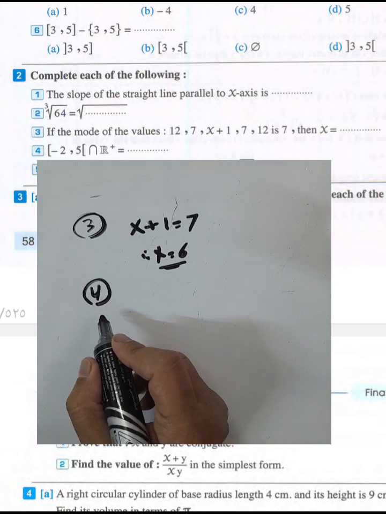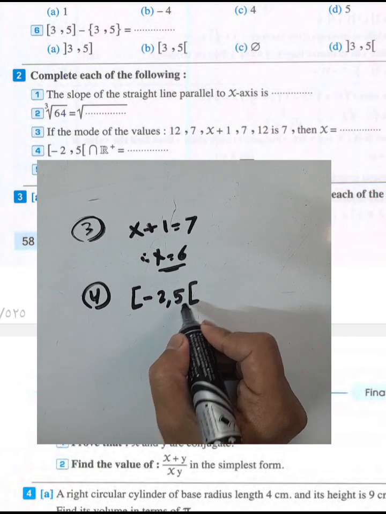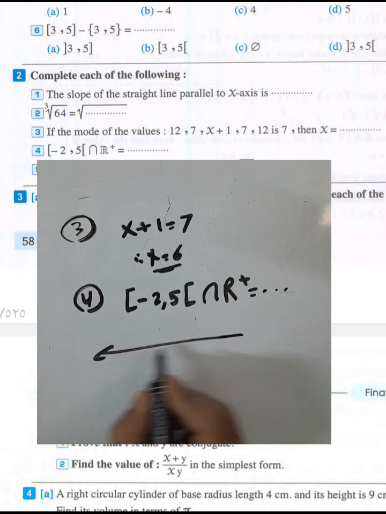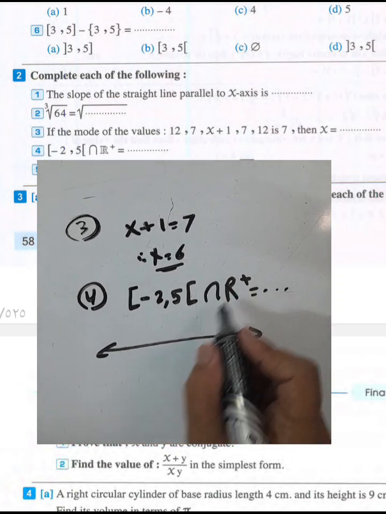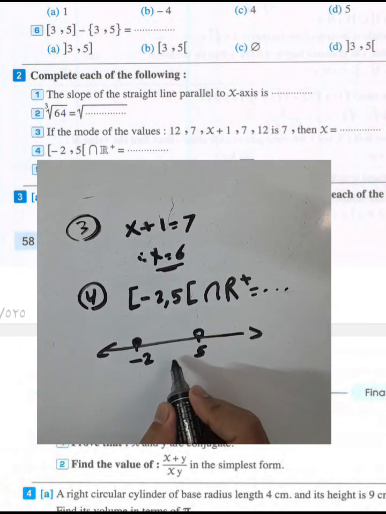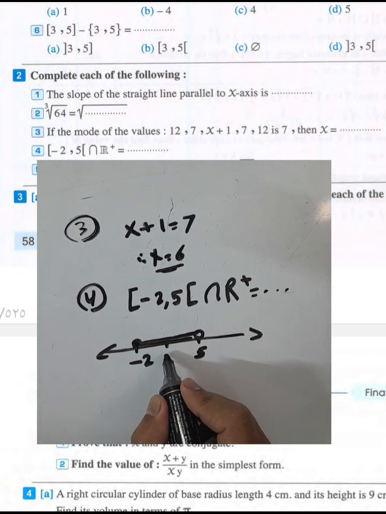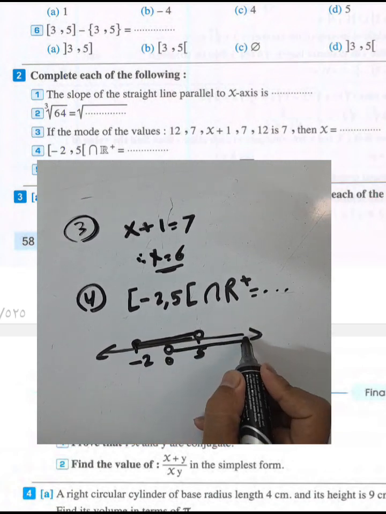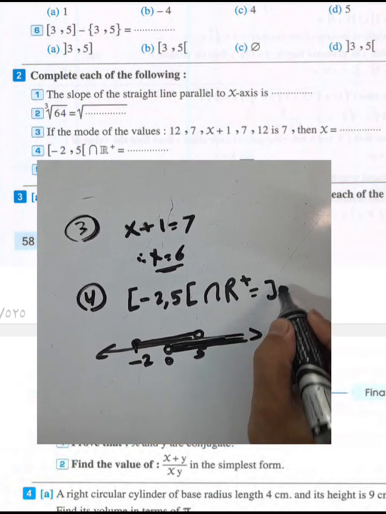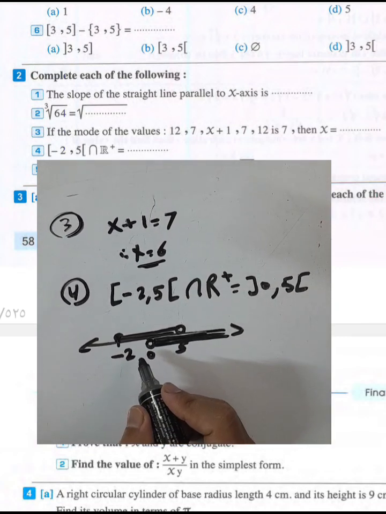Question number 4. Half closed interval from -2 to 5, intersection with R positive, equals what? Okay, we have here from -2 to 5, closed at -2 and open at 5 as the first interval, and the second interval R positive will be from 0 open to the right-hand side. The intersection between them will be open from 0 and open to 5. It's the open interval from 0 to 5.